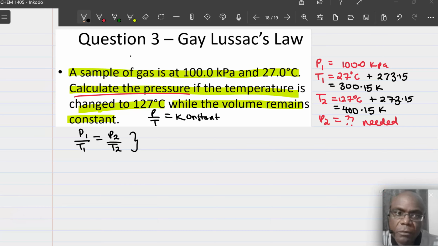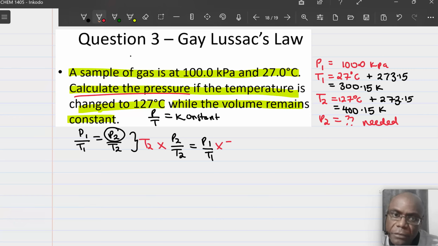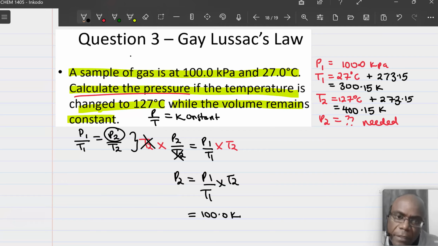Okay, so since I'm looking for P2, I can rewrite it like this: P2 over T2 equals P1 over T1. And then I go ahead and get rid of T2 by multiplying it on both sides. T2 and T2 will cancel, so P2 will be equal to P1 over T1 times T2. My P1 is 100 kilopascals. My T2 is 400.15 K. I'm dividing that by T1, which is 300.15 K.